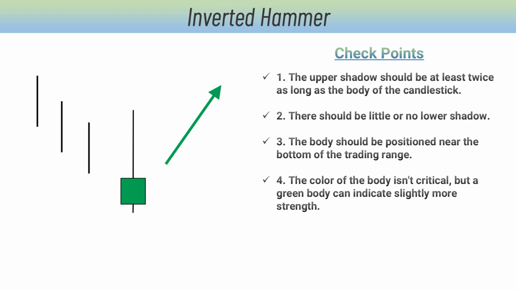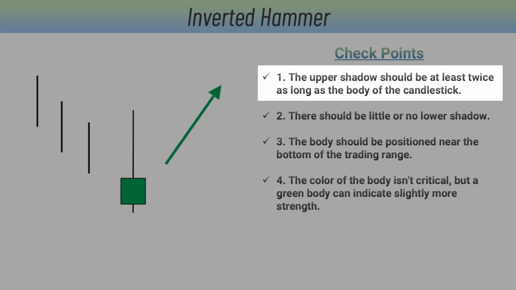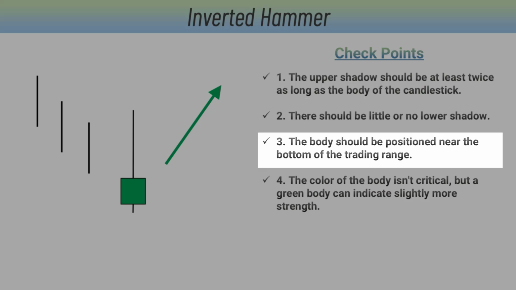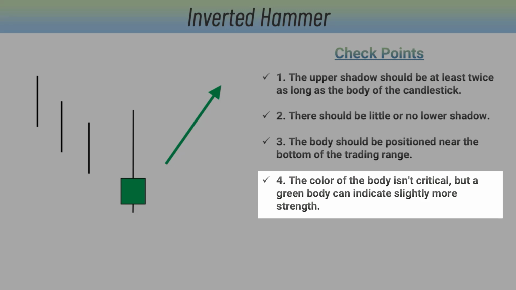To identify the inverted hammer signal, we should observe that the upper shadow should be at least twice as long as the body of the candle. There should be little or no lower shadow. The body should be positioned near the bottom of the trading range. The color of the body isn't critical, but a green body can indicate slightly more strength.